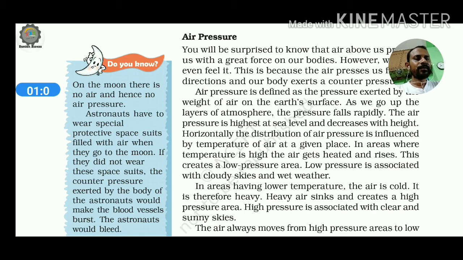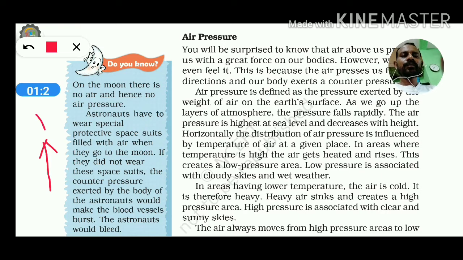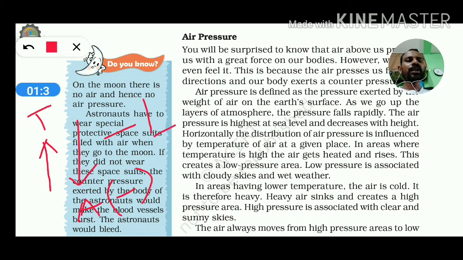So it is reverse. Temperature increases means what? Suppose T means the temperature, and when it increases, obviously the air pressure, A, will reduce. Air pressure will reduce, which ultimately will lead to the formation of a low pressure condition.